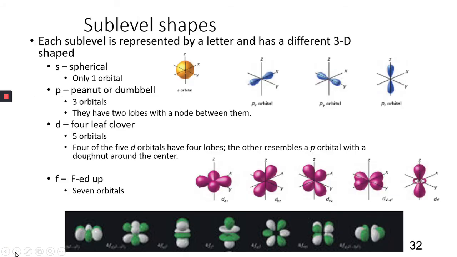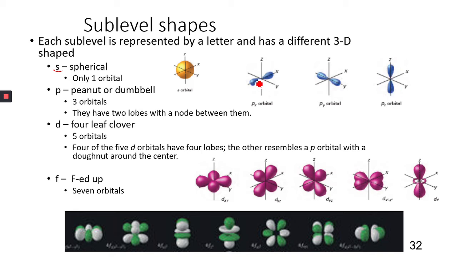So here are the shapes of your sublevels. Where S is spherical, and here's the image of it. And there's only one orbital in there, because no matter how you look at a sphere, from the x-axis, the y, or the z, it always looks the same. Then you have your P, which we like to say looks like a peanut or a dumbbell. And there's 3 ways you could orient it: on the x-axis, the y-axis, or the z.